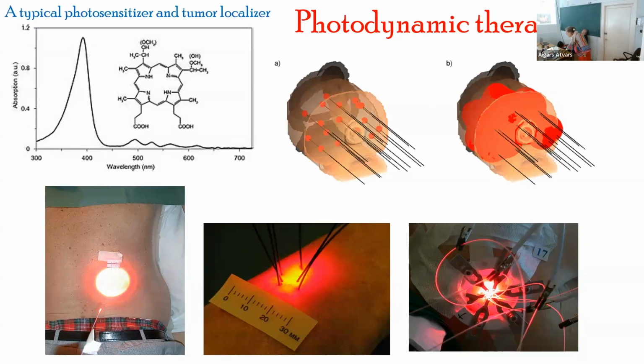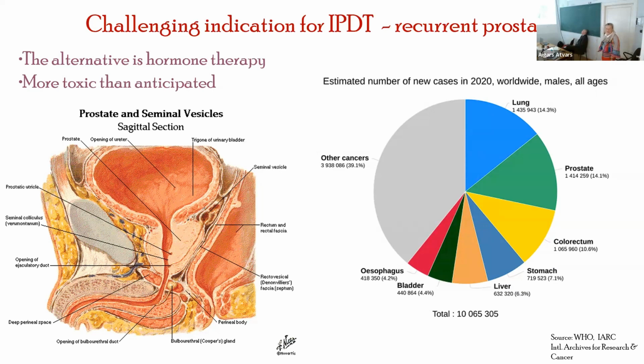And one niche which is extremely interesting is recurrent prostate cancer. Prostate cancer, as you see, is extremely, extremely common in men. These two are the ones that have the highest number, lung and prostate. Lung has been the highest number, but it's now overtaken by prostate.